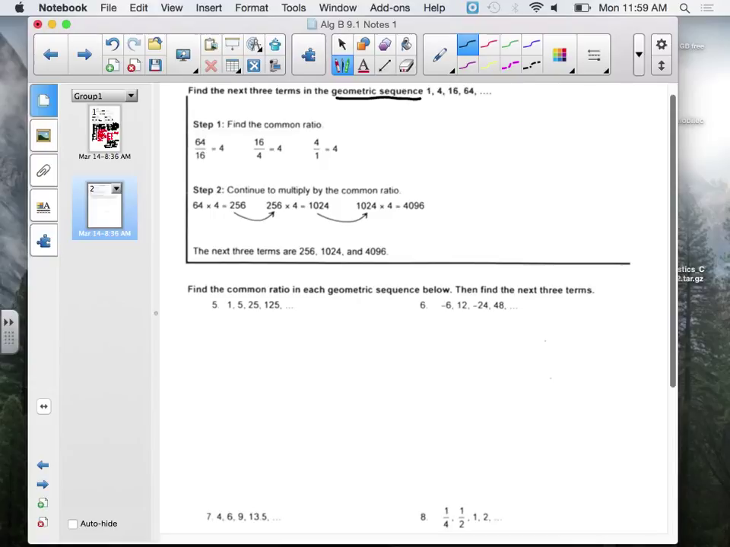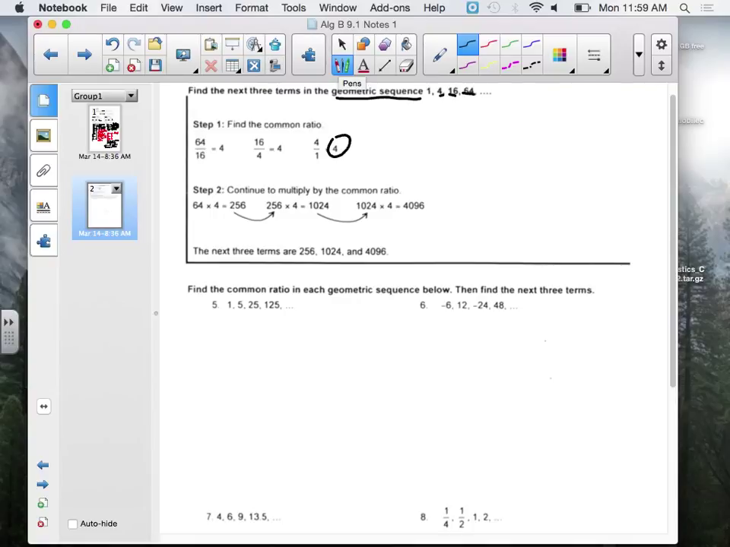So, first find the common ratio, take the last term, 64, divide by its previous term, and that's 16, and what do we get? 4. 4, yep, right there, and just keep on going, so 16 divided by 4, that equals 4, and then last one, 4 divided by 1, equals 4. So what's our common ratio? 4. There we go. So, our common ratio is 4.